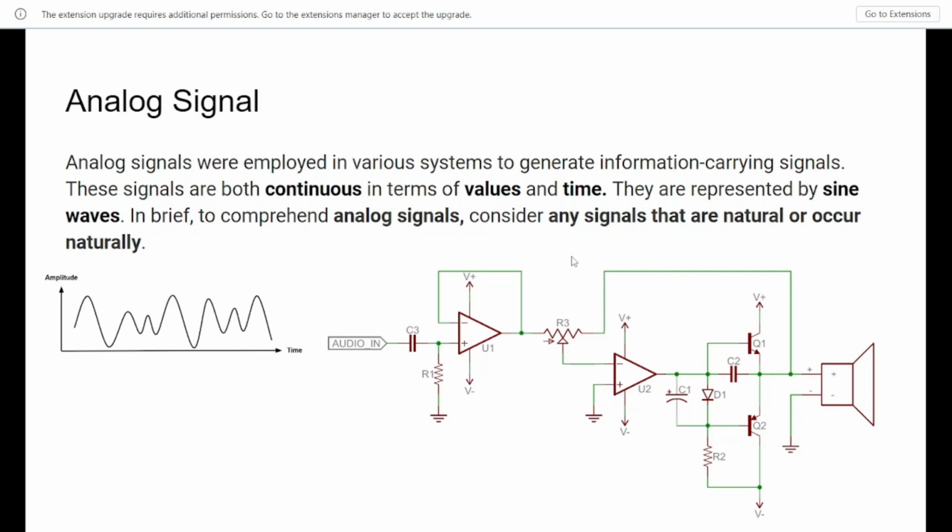This here is an example of an analog circuit. It comprises of analog components. We have audio in, which is a naturally occurring signal. Then we have here the analog components. Examples are capacitors, resistors, operational amplifiers, a voltage source or power source, diodes, transistors, and our output instrument, which is a buzzer. So this is an example of an analog circuit, and it comprises of analog components.